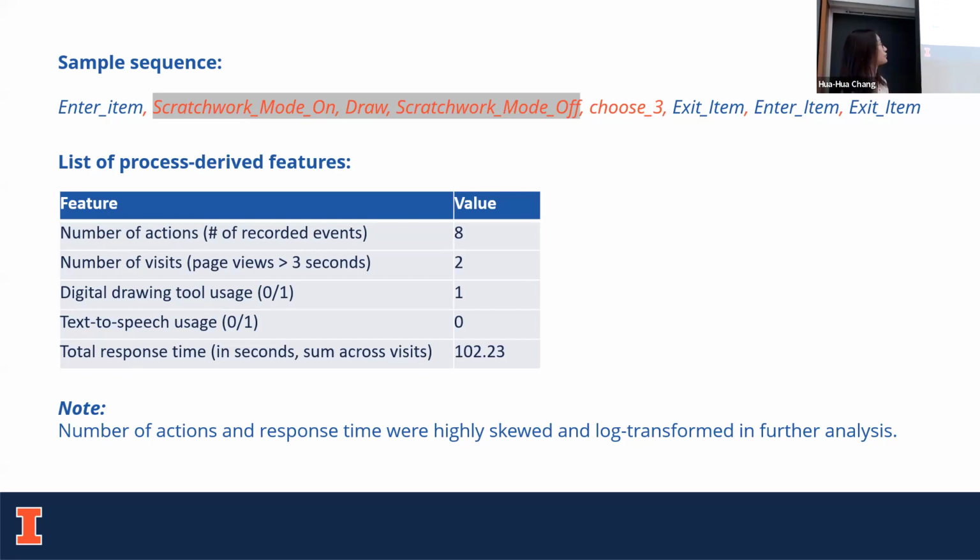We'll now also look at the total response time in seconds, which is the sum of the time they spend on this item page across visits. For example, they spend like 100-something seconds. One thing to note here is that some of these features, like the total response time and the number of actions, are highly skewed. And in further analysis, we log transform them so the distribution of these features are more symmetric.